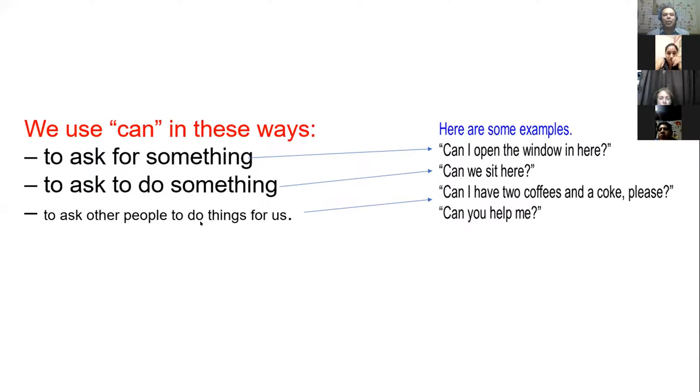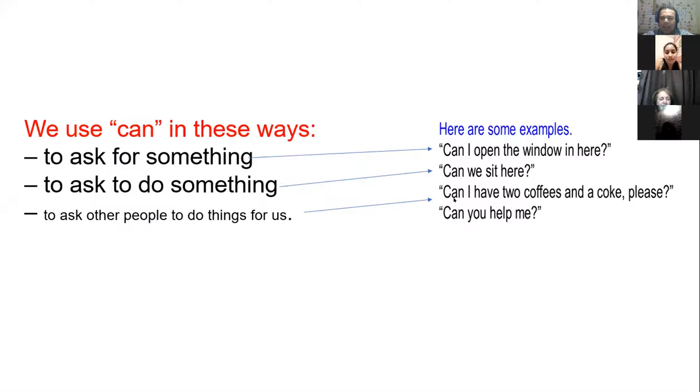Okay, aquí tenemos esto. We use can in these ways. To ask for something. Para preguntar por algo. Ejemplo: Can I open the window in here? ¿Puedo abrir la ventana acá adentro? Ese sería uno. To ask to do something. Para hacer algo. Ejemplo: Can we sit here? Nos podemos sentar acá. Y el otro: we use can to ask other people to do things for us. Para preguntarle a otras personas que hagan algo por nosotros.